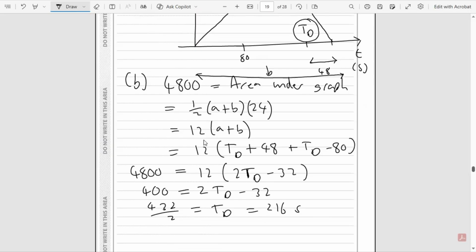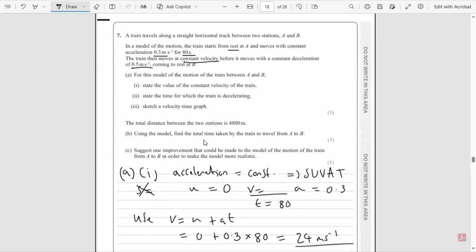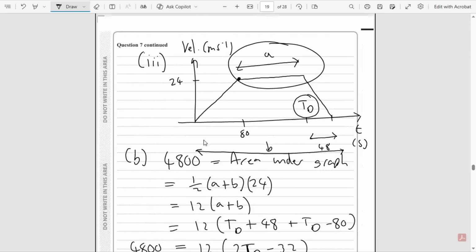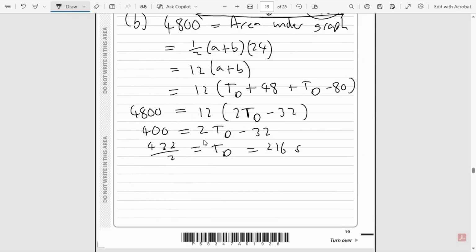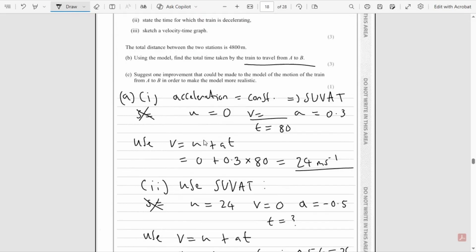The question was to find the total time of the journey to travel from A to B. So we just need to do TD plus the 48 there, and then we've got our total time of journey. So total time must be 216 plus 48. And if we do this on the calculator, this gives us 264 seconds. And that is our answer there for part B. Perfect. Now let's go to the final part, which is part C.